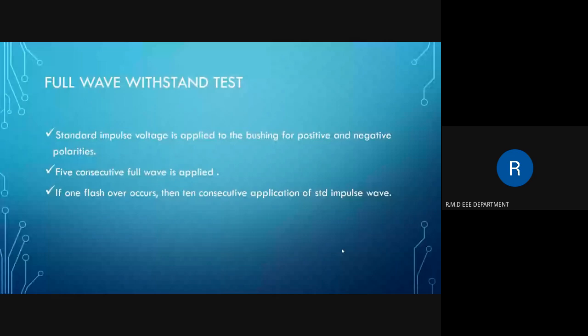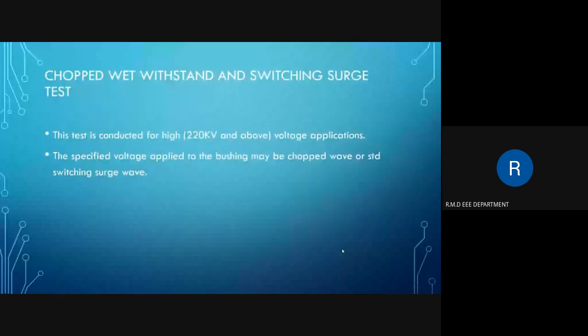The next method is the chopped wet withstand and switching surge test. The chopped wet withstand test and switching surge test are conducted for high voltage in the range of 220 kilovolt and above applications. The bushing is passed if no flashover takes place. This method of testing is known as the chopped wet withstand and switching surge test.